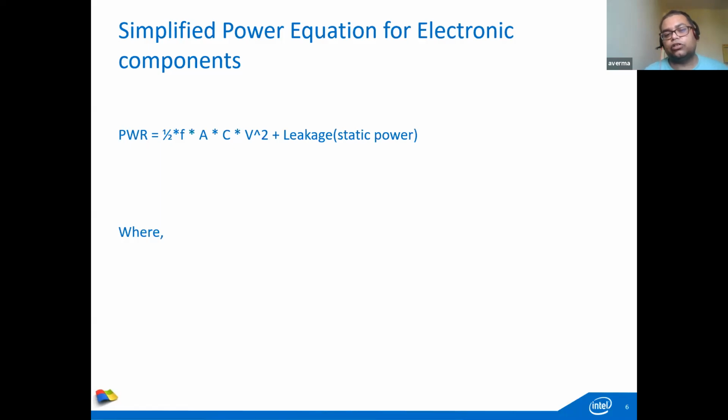We'll talk more about the dynamic power, which is the first equation. And if you see the first equation, what are the different parts to that? So power is directly proportional to half of F into A into C into V square. So let's see what these F, A, C and V are. F is the operating clock frequency, right?